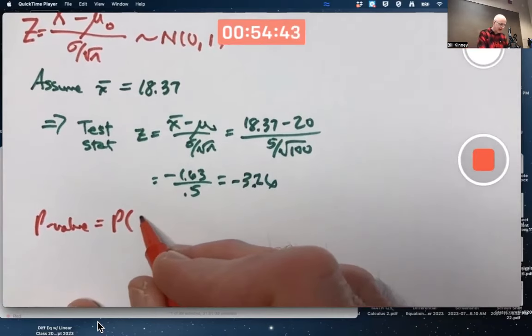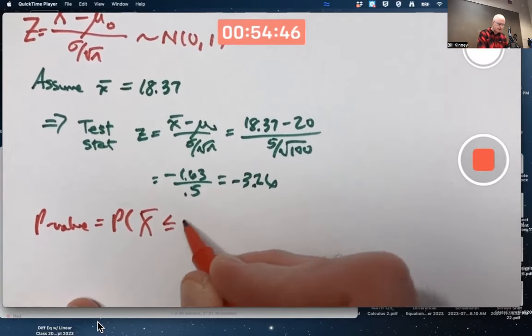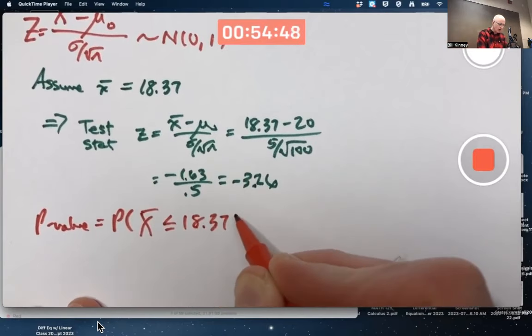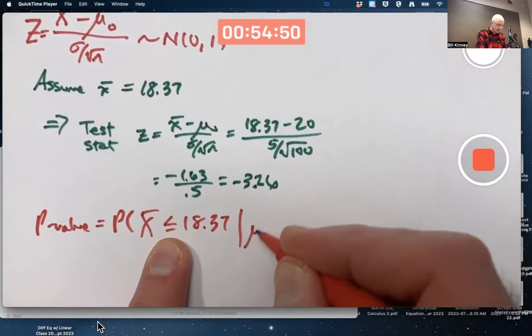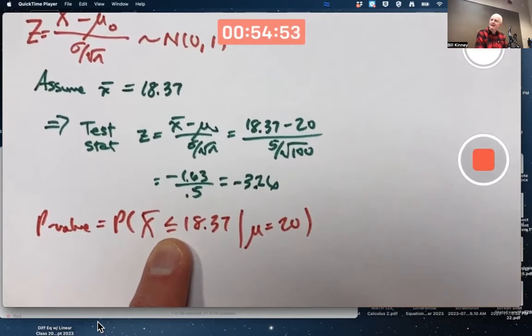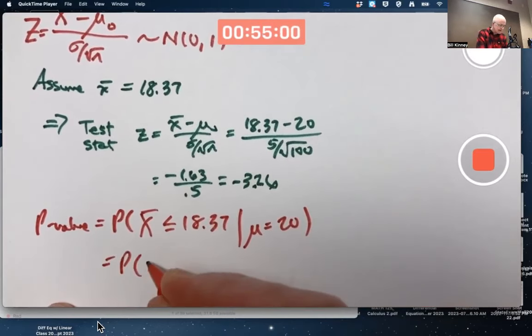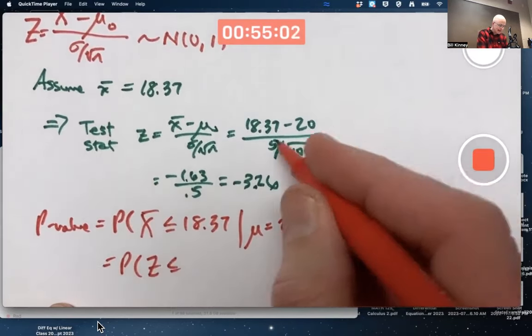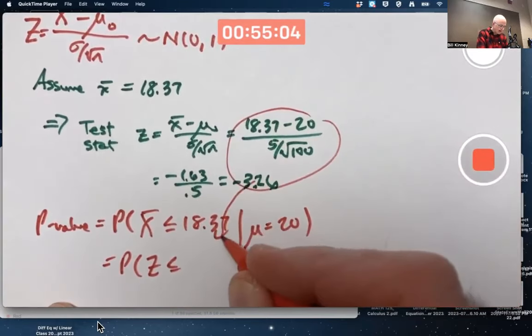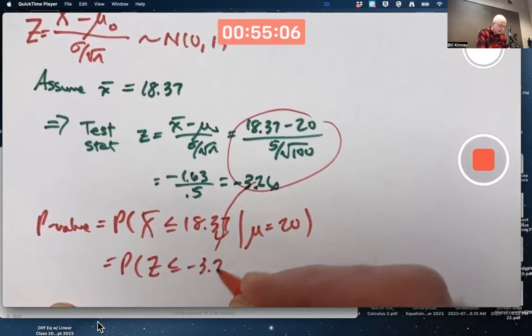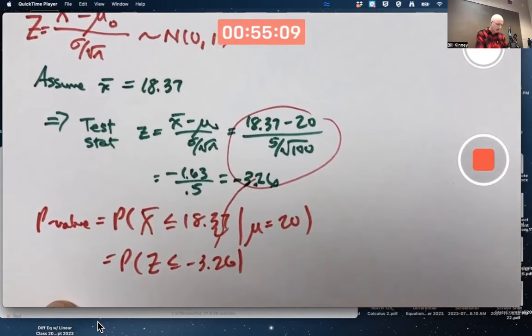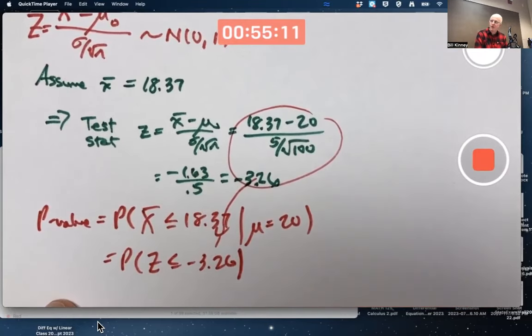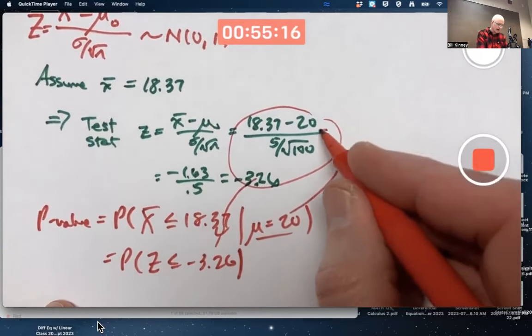What's the probability that capital X bar will be less than or equal to 18.37? Notice the less than or equal to. Assuming mu is 20. It's less than or equal to because this is a left-tailed test. Convert to z. You do the exact same calculation you did here, and we get a negative 3.26 here. And you don't have to bother writing it as a conditional probability anymore, because I've already used the assumption that mu is 20, right up there.